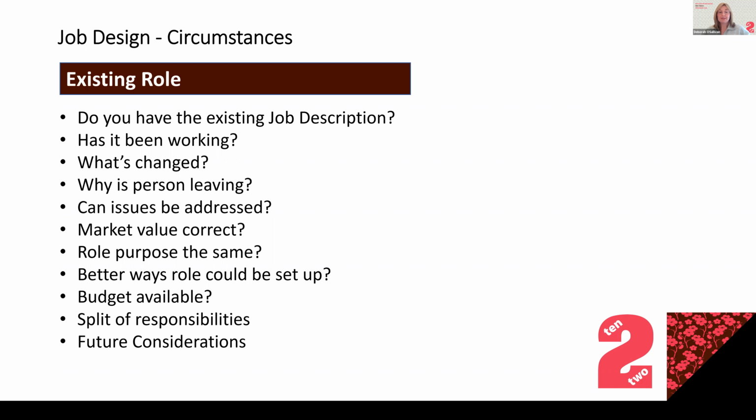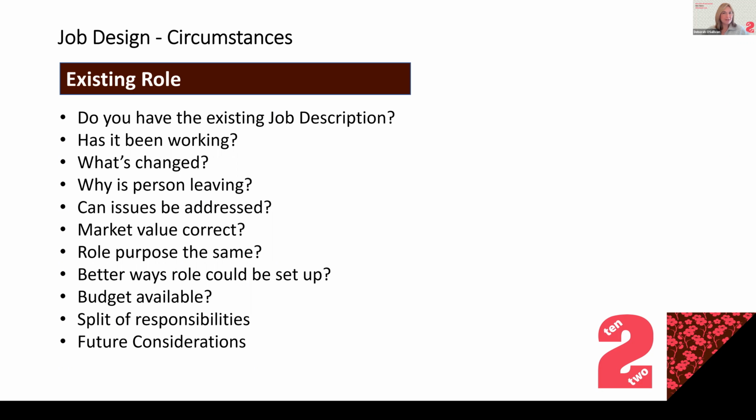Are there any better ways the role could be set up? This is an area you can explore quite broadly. If you now have technology helping deliver the role, maybe it's not as senior as it once was. Maybe it could be split, and you could have somebody managing the technology and somebody working part-time doing the more strategic work. There could be someone else in your team who could do elements of the role and would love to, but there's never been that opportunity before. So it's really good to look at the role as it currently stands and review it against the business needs and your current team.